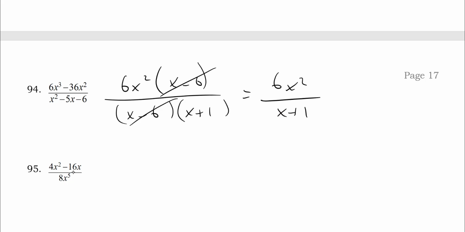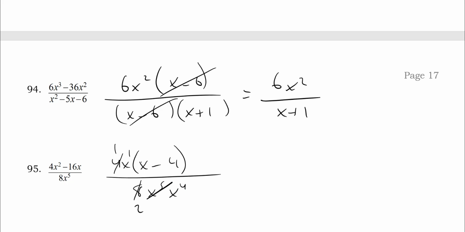Okay, next one, I'm going to factor out 4x, so I get x minus 4 there. In the bottom, I get 8x to the 5th. All right, so the only thing I can cancel out is this 4 and this 8, so that's 1/2. And then you have a battle between the x's, and the bottom wins by 4, so it's x to the 4th, and this cancels. So your answer is x minus 4, don't forget the x minus 4, over 2x to the 4th.